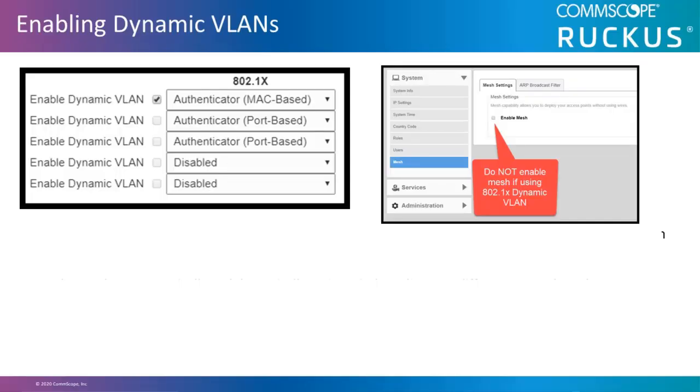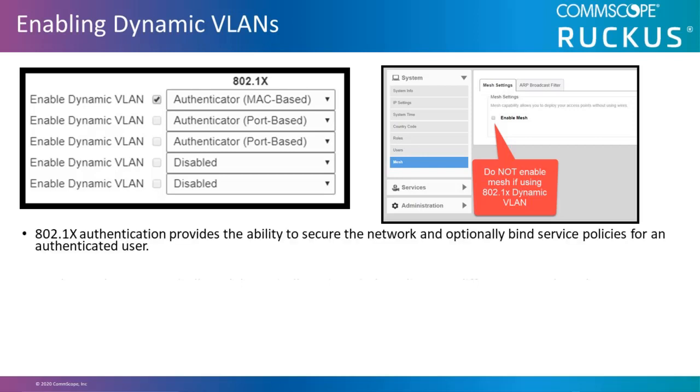Another function we can configure is using port-based 802.1X. 802.1X authentication provides the ability to secure the network and optionally bind service policies for an authenticated user. As I mentioned earlier, 802.1X port settings are unavailable when mesh mode is enabled.